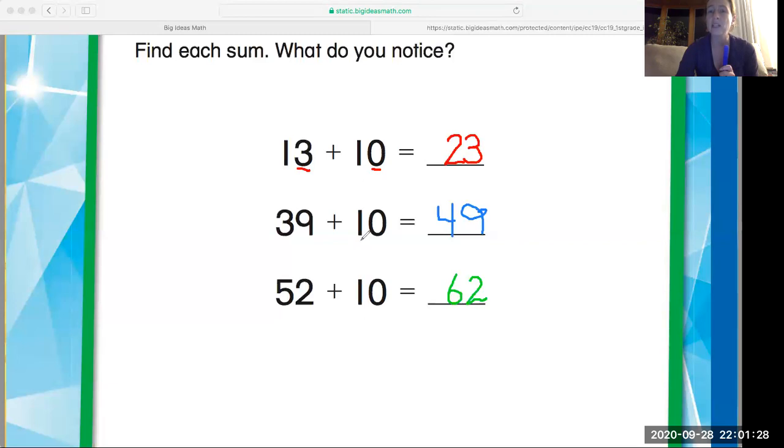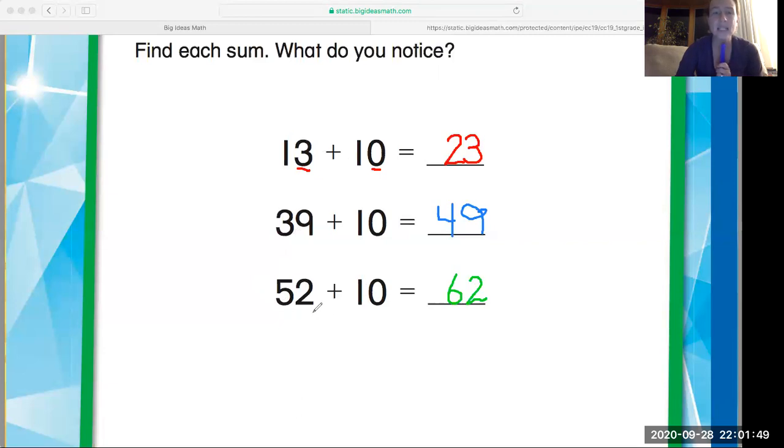And because you're just adding 1 ten, the tens place only goes up one number. 1, 2, 3, 4, 5 to 6, right? The 5 goes to the 6 because we're only adding 1 ten to this.